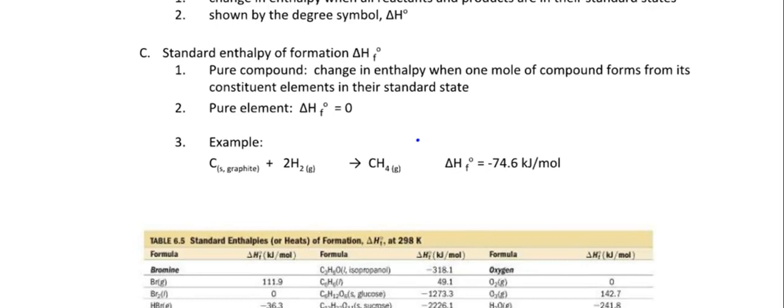So if I were to look at this particular example where carbon solid, graphite, plus 2 hydrogen gases yields methane gas, we say the heat of formation is negative 74.6 kilojoules per mole.